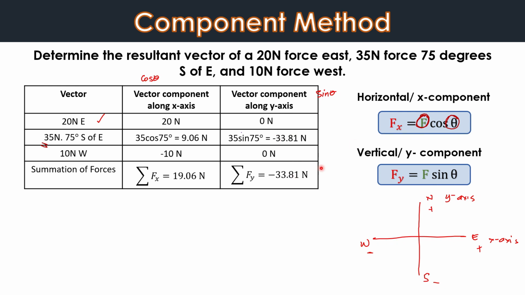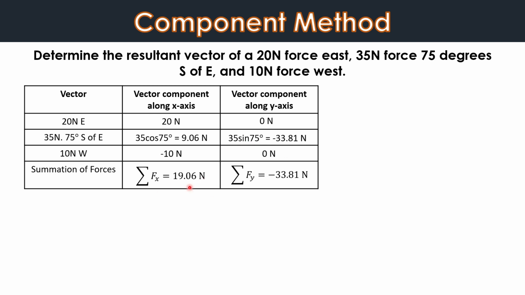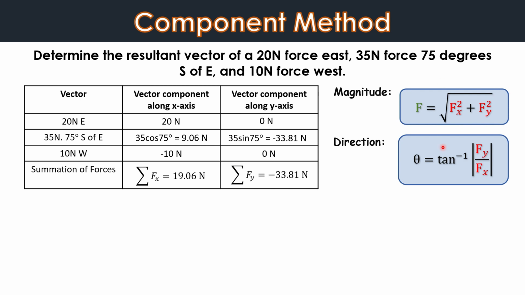Now, once na nahanap na nating individual and even the summation of forces along x and y components, we will now use the Pythagorean theorem to solve for the magnitude, and we will use the arctangent to solve for the direction. Yung direction naman is technically the angle ng ating resultant vector. Okay, so nasa last part na tayo.